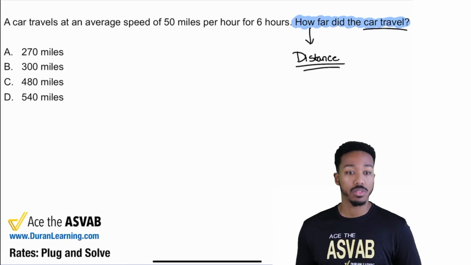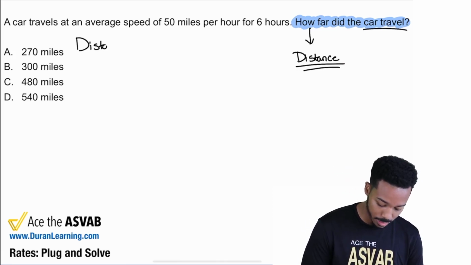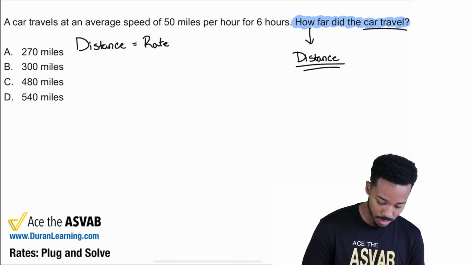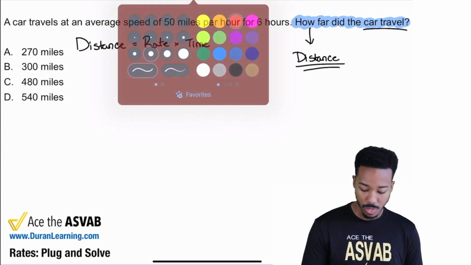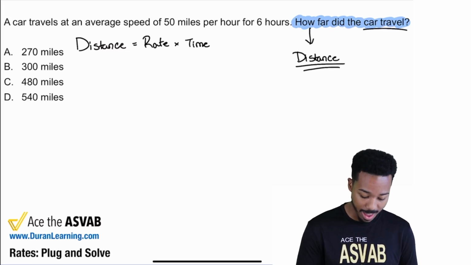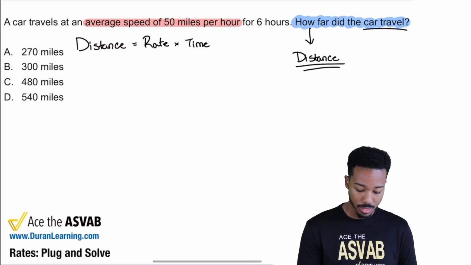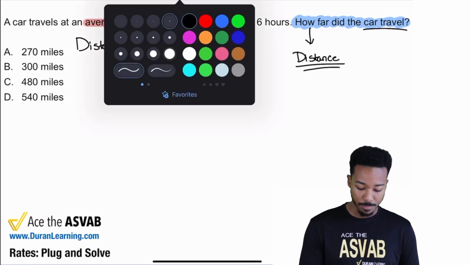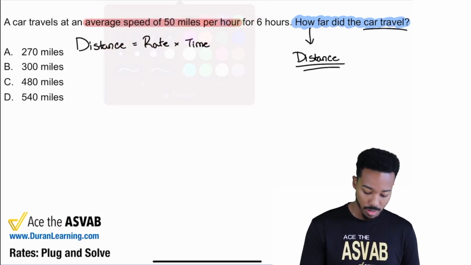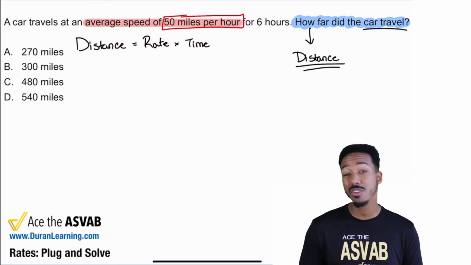So next what we're going to do, and let me just make sure to write the formula out so that we really see what's going on. Distance equals rate times time. All right? And so let's go ahead and see what we are given. We see here that the car travels at an average speed of 50 miles per hour. Right there. So what is that 50 going to be? What is that 50? Let me use red here. What is that 50 going to be? Well, that's going to be your rate.